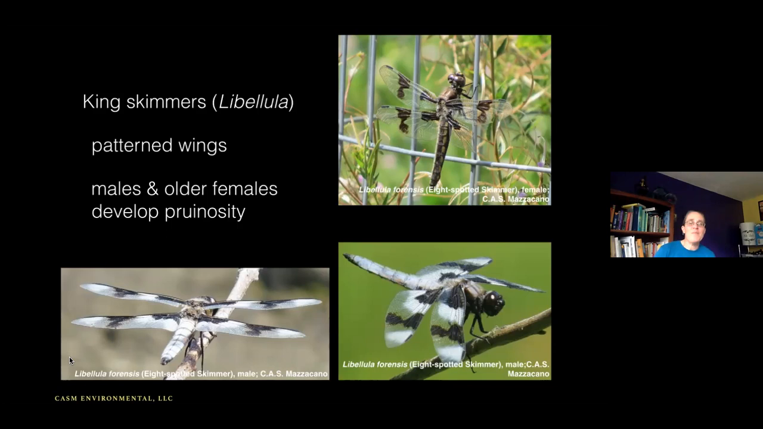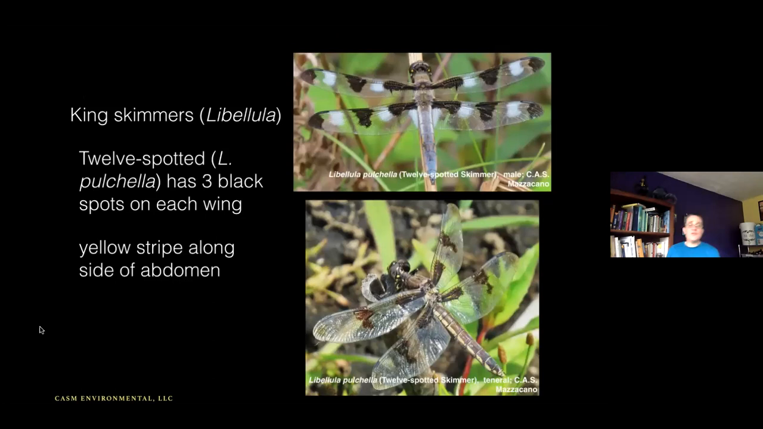So the 12-spotted skimmer has a total of 12 black spots, 3 on each one of its wings. Again, it develops pruinosity on the wings and on the abdomen. And it also has this brown abdomen with yellow markings along the sides. And the yellow forms more of a continuous stripe along the sides of the abdomen. That is true for both the males and the females. That will become an important point for identification. So keep it in your head, because I'm going to point it out again a little bit later.